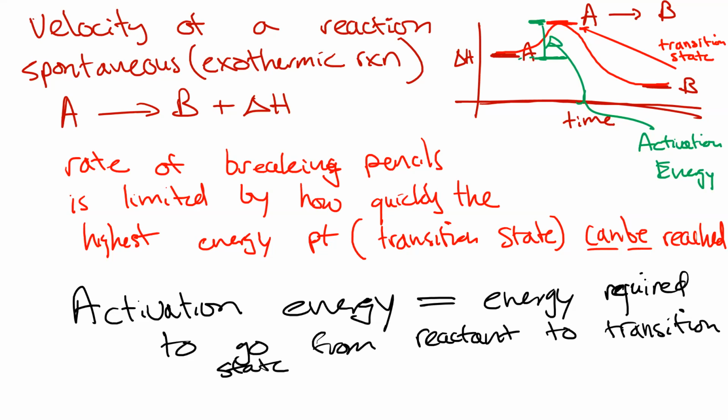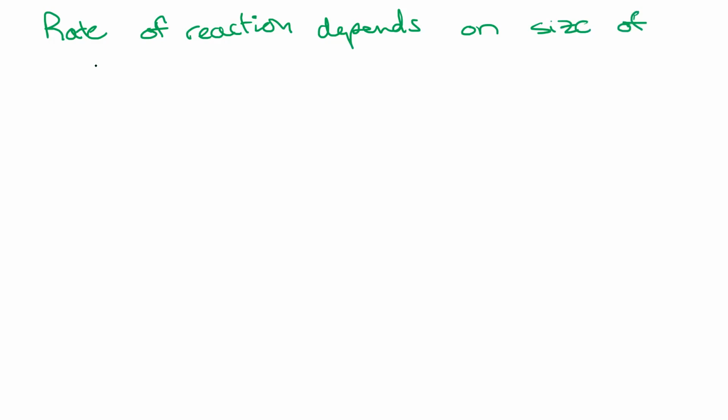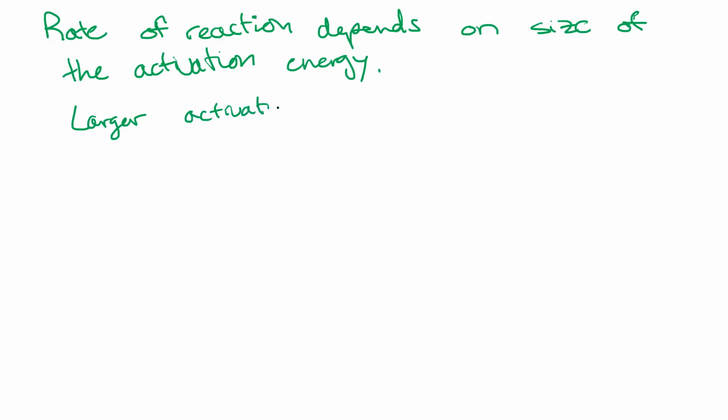Now, if that makes sense, then we understand that the rate of reaction depends on the size of the activation energy. The larger the activation energy, the slower the reaction. The smaller the activation energy, the faster the reaction. Because it's going to take more effort each pencil you try to snap if it requires more energy to snap that pencil, right? And if it requires more energy to snap that pencil, you're going to be slower at snapping pencils.